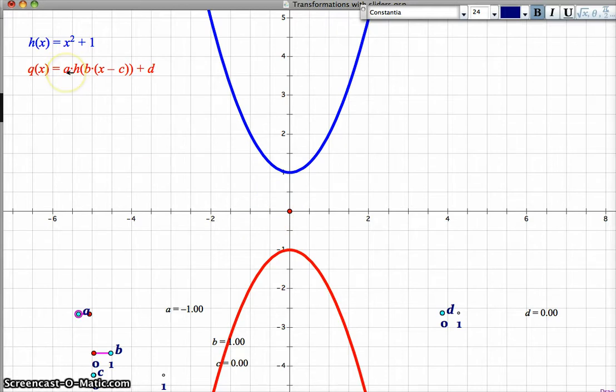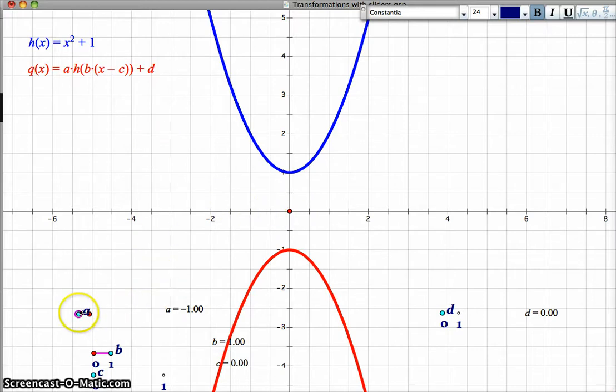Because we're talking about a multiplication outside the function, my graph, the y value was affected, and what happened to the y value? It went from positive to negative for any individual point. So the point 1, 2 became the point 1, negative 2. Just the y value was affected, which in effect creates a reflection over the x-axis.